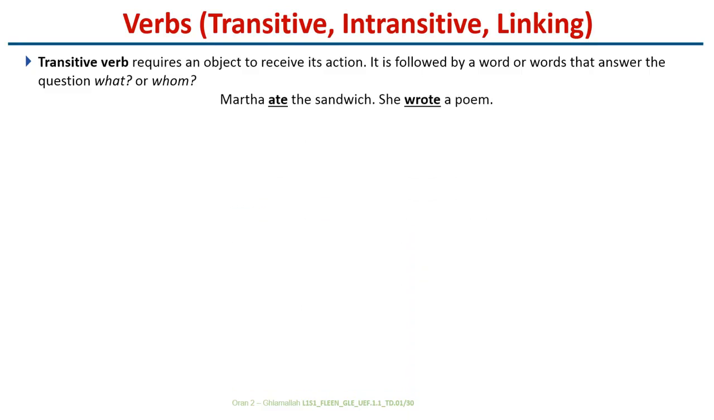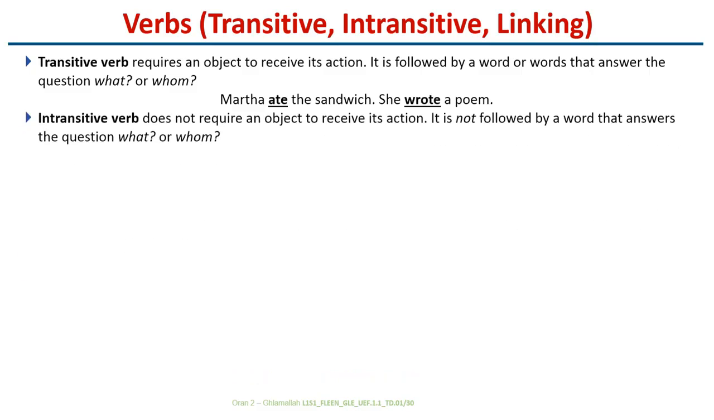What did Martha eat? A sandwich. Here, we cannot just say Martha ate, then stop. We need to complete the sentence with an object. Why? Simply because the verb is transitive. It obliges us to add an object, otherwise the sentence will be incomplete. She wrote a poem. What did she write? A poem. Not a letter, not a book. A poem. She wrote a poem.